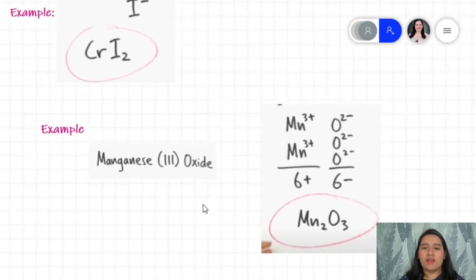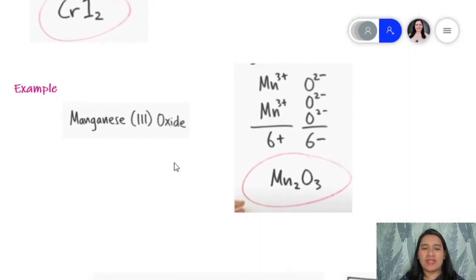Okay. Another example is manganese 3 oxide. So manganese has a 3 positive charge, and oxygen has a negative 2 charge. Okay, so positive 3, negative 2. So we will add more oxygen. If we add another oxygen, we get 4, meaning it has a greater number compared to manganese.